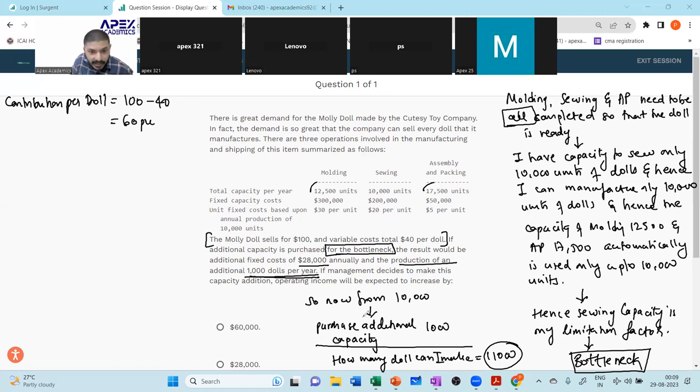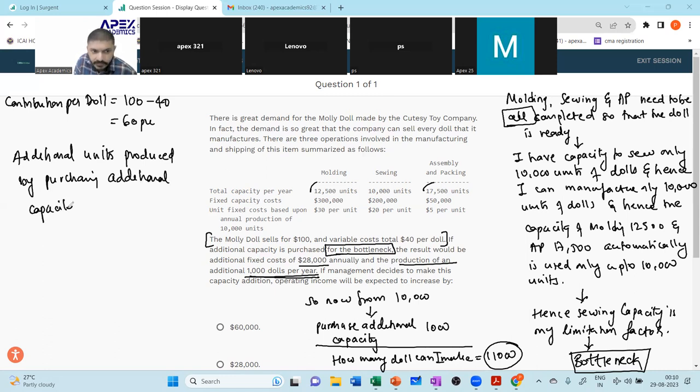Let's go ahead. Now, you need to understand that additional units produced by purchasing additional capacity is equal to how many units? 1,000 units. Agreed or disagreed? See here, 1,000. So what is the additional contribution generated?